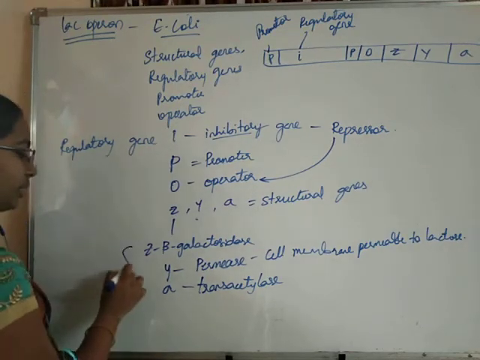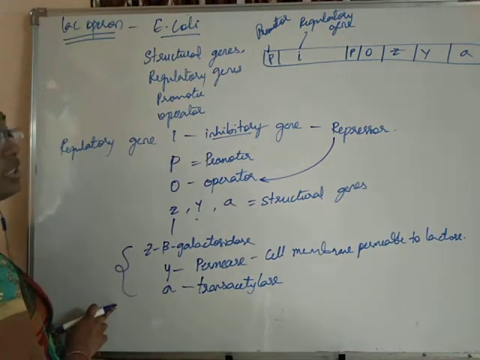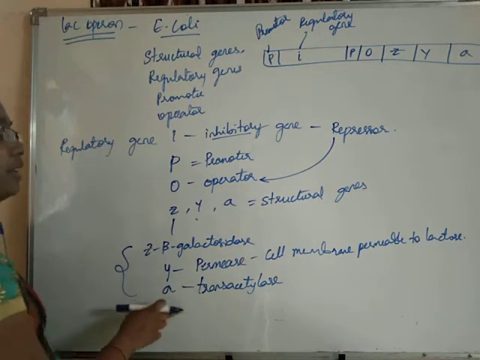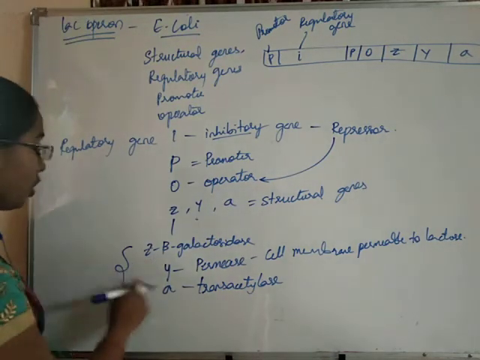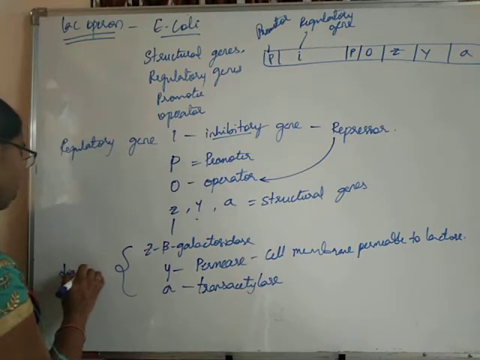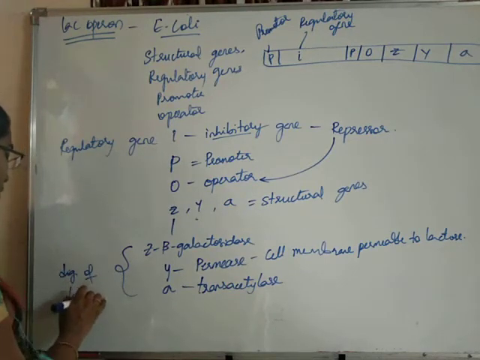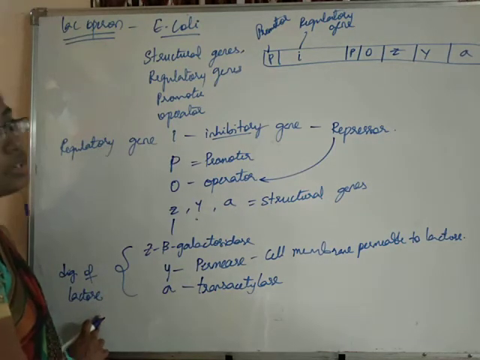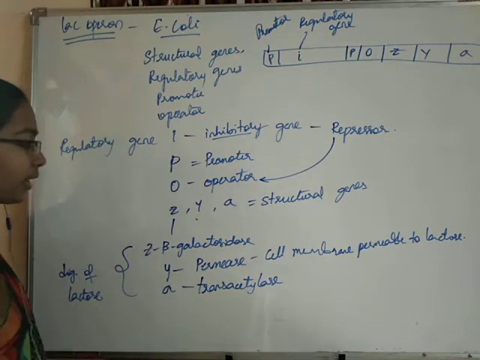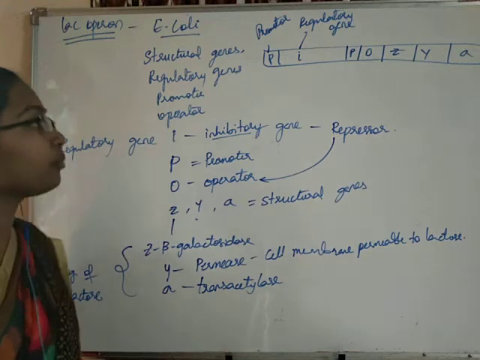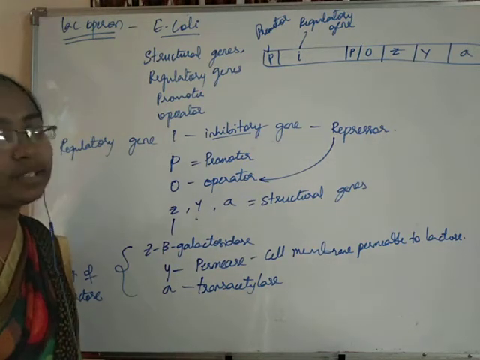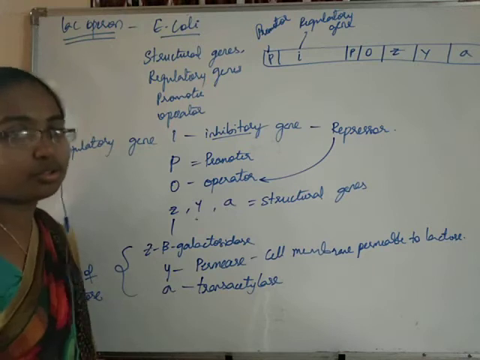So, in this way the three structural genes are producing these three different types of enzymes. All of them are important in the digestion of lactose. Now, we have to see few more concepts related to when this lactose is utilized.